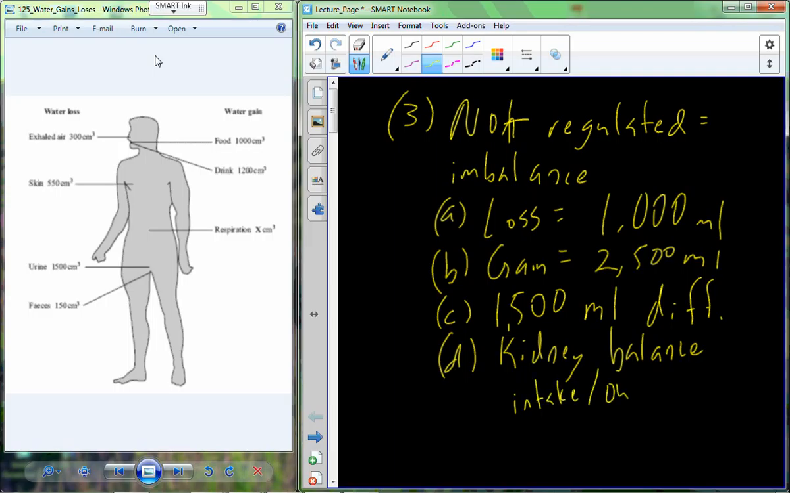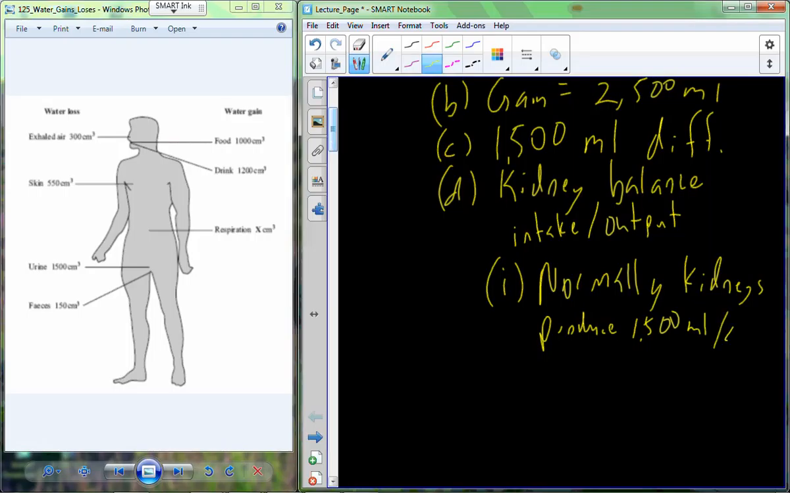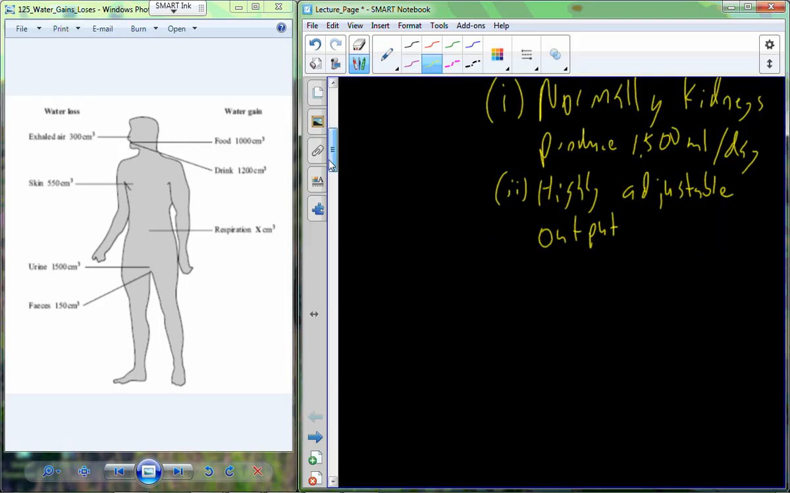So your kidneys interact with the bloodstream and produce a material called urine to balance out the intake and output differences. In their normal metabolic activity at rest, the kidneys produce 1,500 milliliters per day. Now, again, understanding that this is at rest, under normal physiological circumstances, this normal 1,500 milliliters per day is actually highly adjustable.